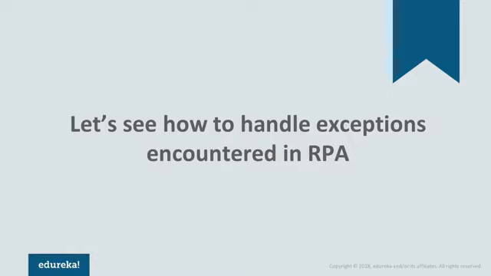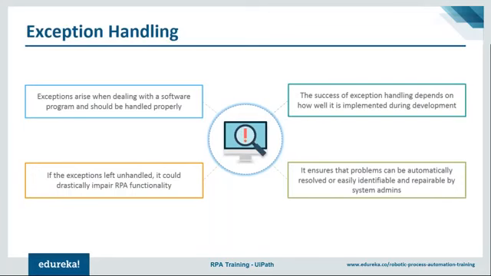Now, I mentioned there might be some errors in the work environment, or some errors when you'll be testing your robot. How to handle these errors or exceptions is what we're going to talk about now. So let's see how to handle exceptions encountered in RPA. First, what are exceptions? Exceptions arise when dealing with a software program and should be handled properly. It could be something like your output is coming correctly, but there are some things coming along with the output. So how do we handle these exceptions or errors?